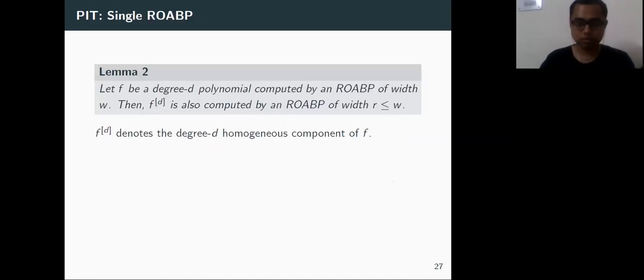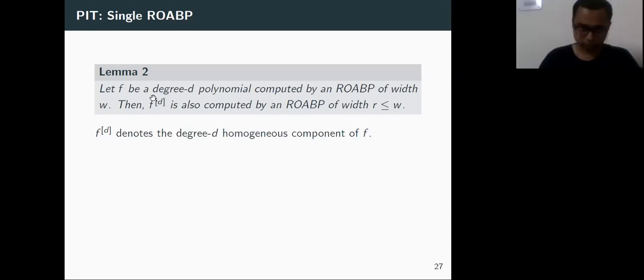A side result from these arguments from the structure theorem is that we also give a PIT for a single ROAP of constant width and log variate, without the homogeneous restriction, so this single ROAP may be inhomogeneous. You can call this a sort of closure result. Let us first see the statement. Let f be a degree D polynomial computed by width W.